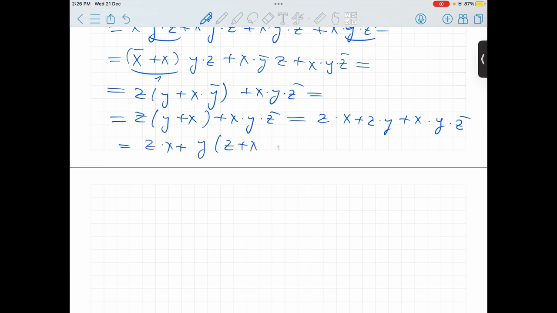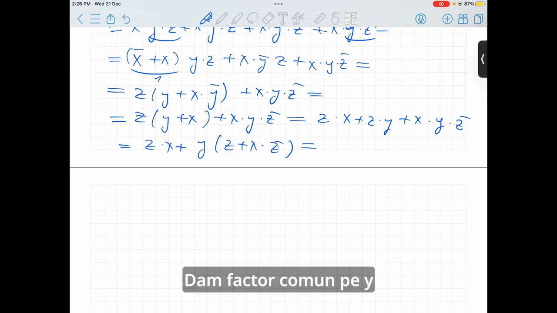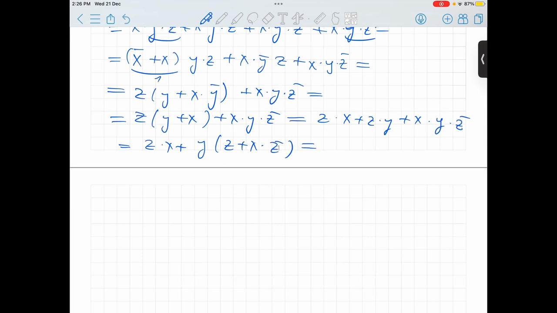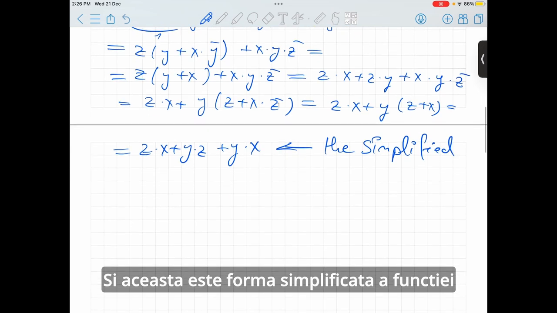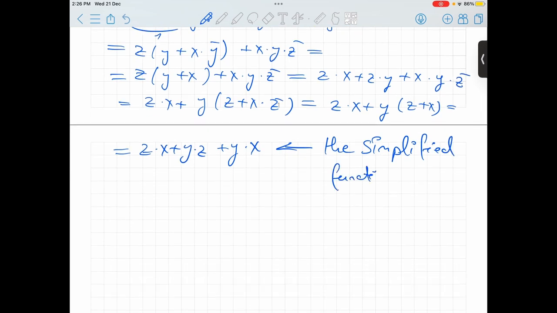Here we apply again the common factor. And this here is the simplified function. So it is equal with our result.